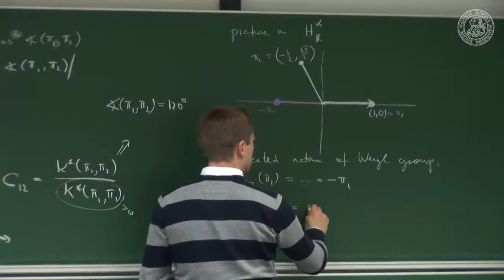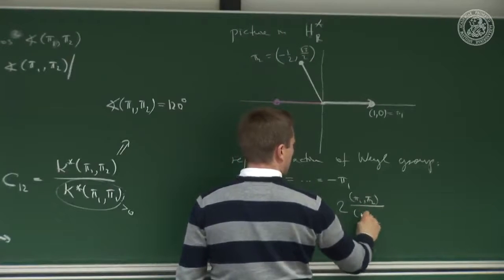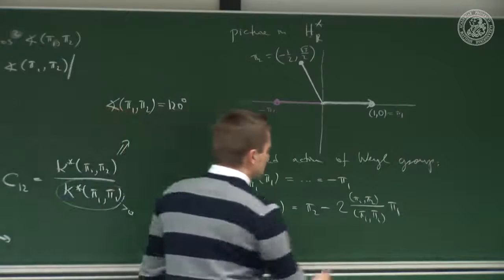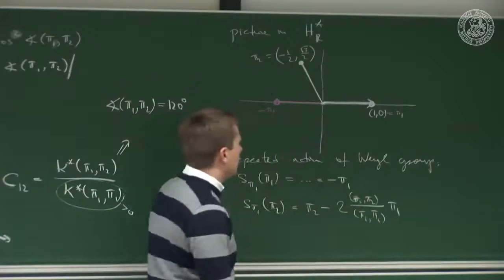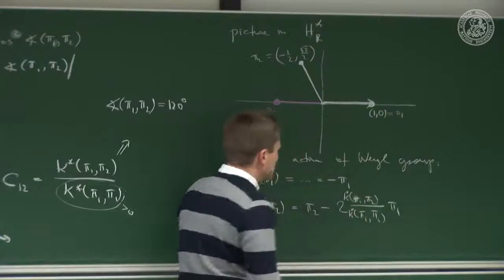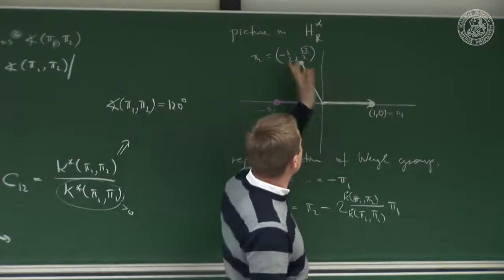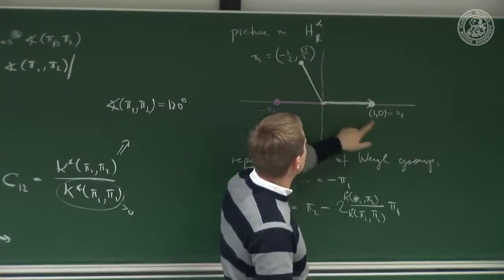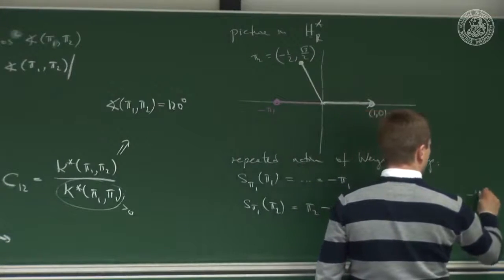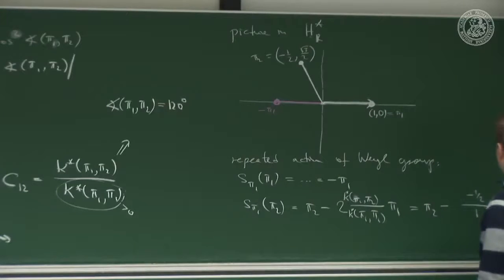Now that's interesting. Let's write this down. This is pi2 minus 2 times, by definition, (pi1, pi2) over (pi1, pi1) times pi1. Now what does that yield? Well, that's (pi1, pi2). We already know what happens between pi1 and pi2. Well, it's 120 degrees. This is represented here, so we can simply take these components. We project this one to that one. That gives you a minus 1/2. So this is pi2 minus 1/2 over, well, this one has length 1, pi1.